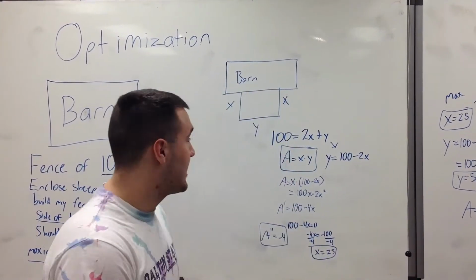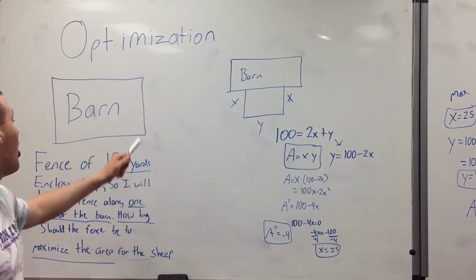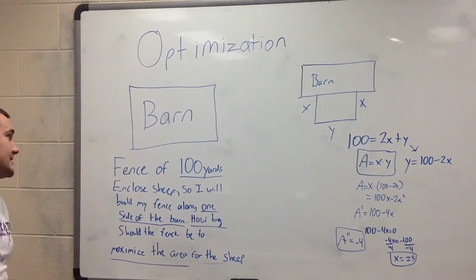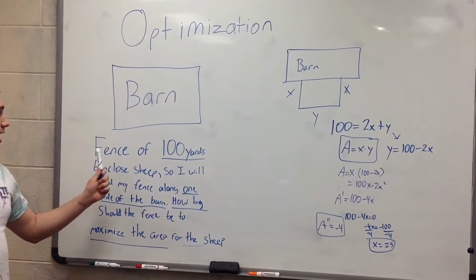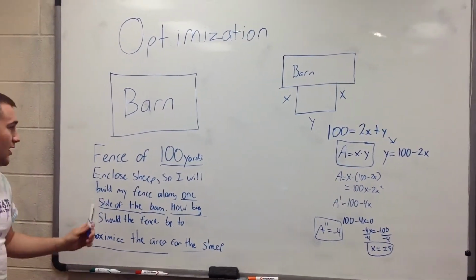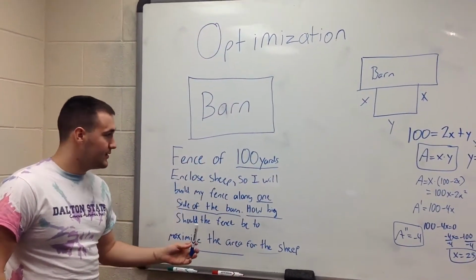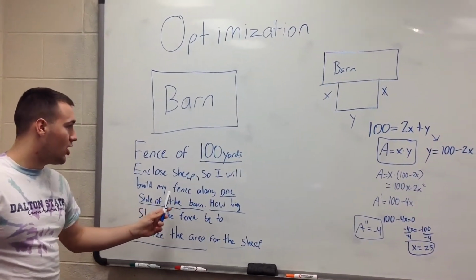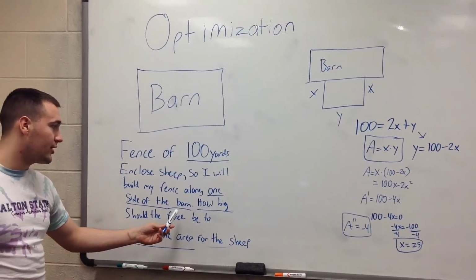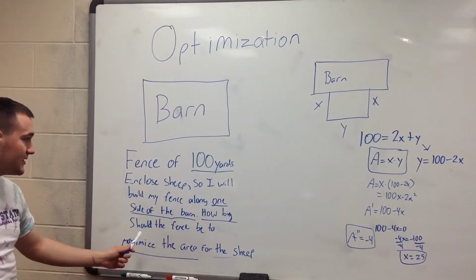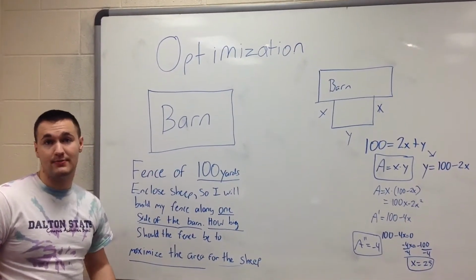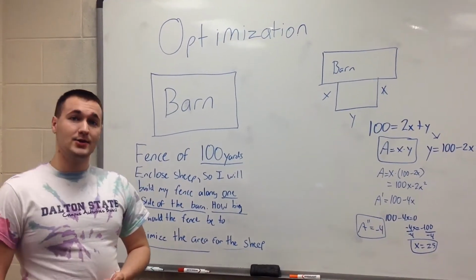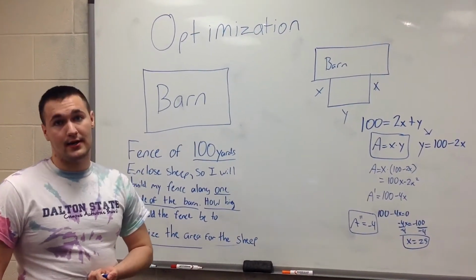It can be used for any of the following reasons. Today we're going to be doing an example using a barn. We have 100 yards of fence. We are trying to enclose sheep. So I will build my fence along one side of the barn. How big should the fence be to maximize the area for the sheep to be enclosed in? What we're trying to do is find the maximum area.